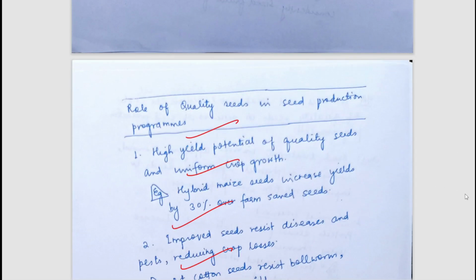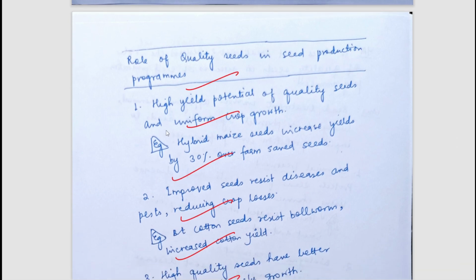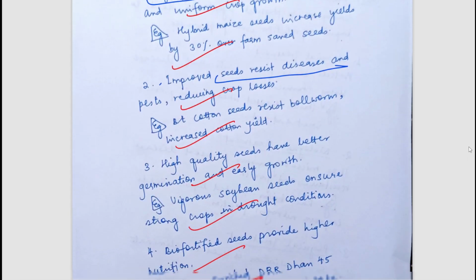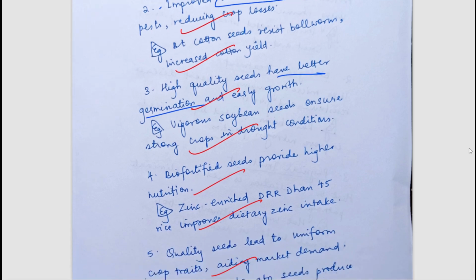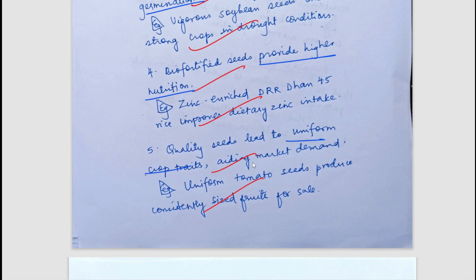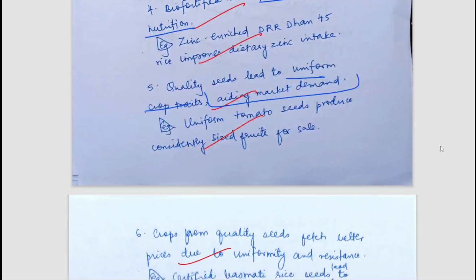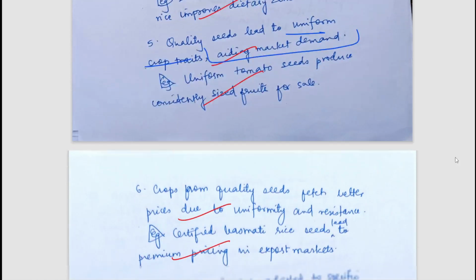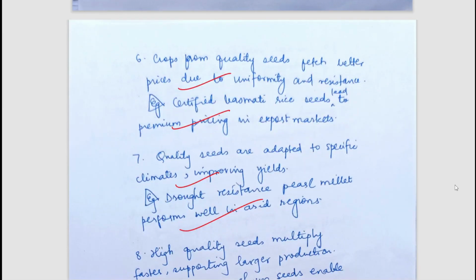Now what is its role in quality seed production? Obviously it will lead to high yield. It will improve the seed resistance against disease and pests. It will give us better germination. Biofortified seeds provide higher nutrition. So quality seeds lead to uniform crop traits, meeting market demands. Obviously the produce will be uniform and it will be in high demand in the market, and we will get good prices for this.